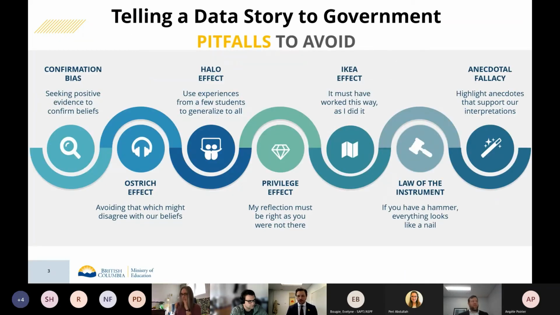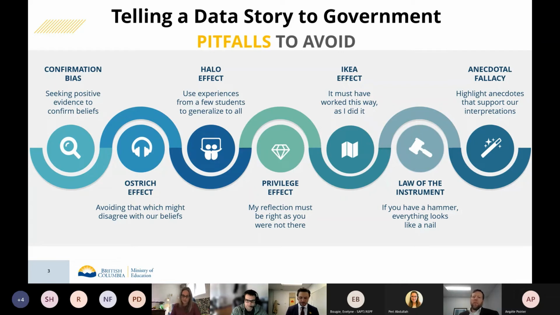Next slide. Oh yeah, this one's super fun. So, telling a data story to government, pitfalls to avoid. Now, multiple presenters in different types of forms across social sciences will present similar types of constructs to groups like this, and so some of these words can be interchanged with similar types of representations. But the point is, you will all face this in your careers, academic setting, public policy setting, government setting, and so forth.